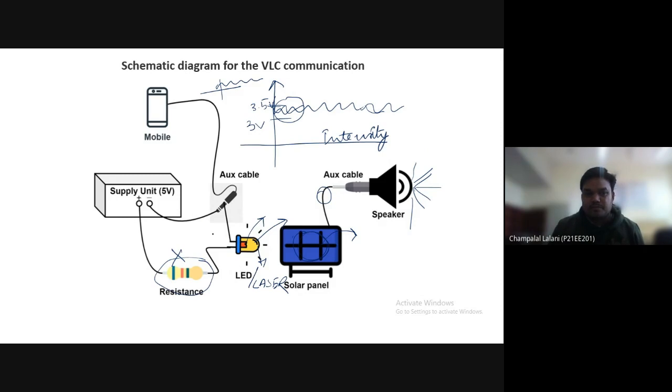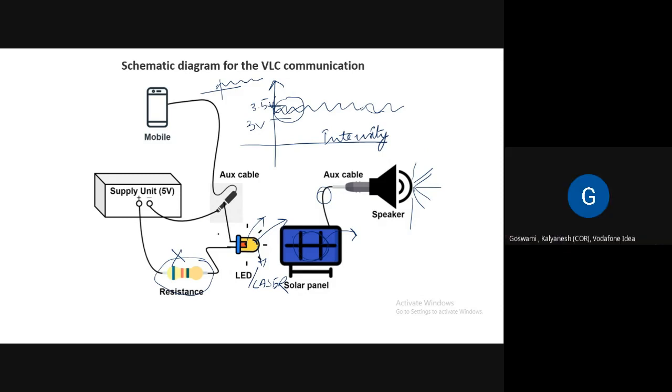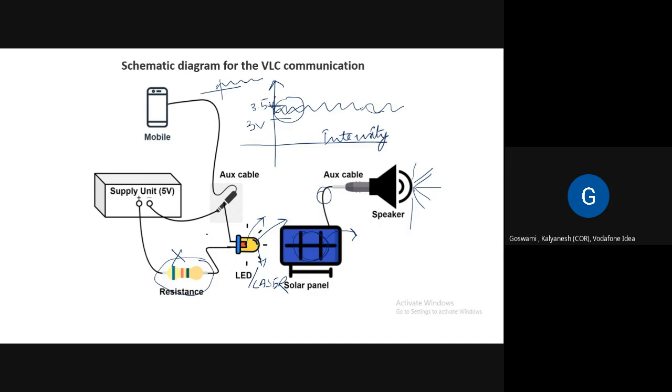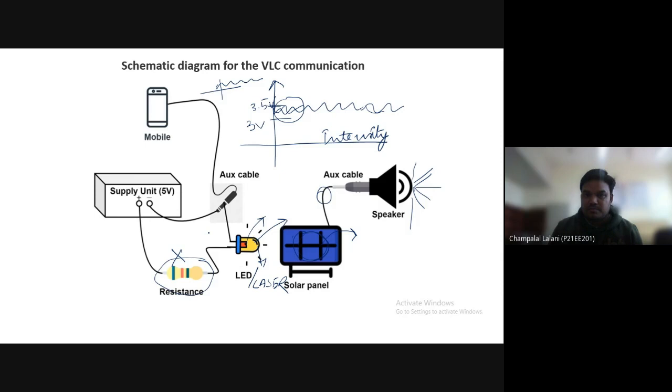Sir, here that means we are not doing any analog to digital conversion, right? No, I am not doing any conversion. We are just transmitting the analog signal. It is similar to amplitude modulation. You have read amplitude modulation in communication, na? Yes, sir. So it is similar to that only. Okay. Thank you.